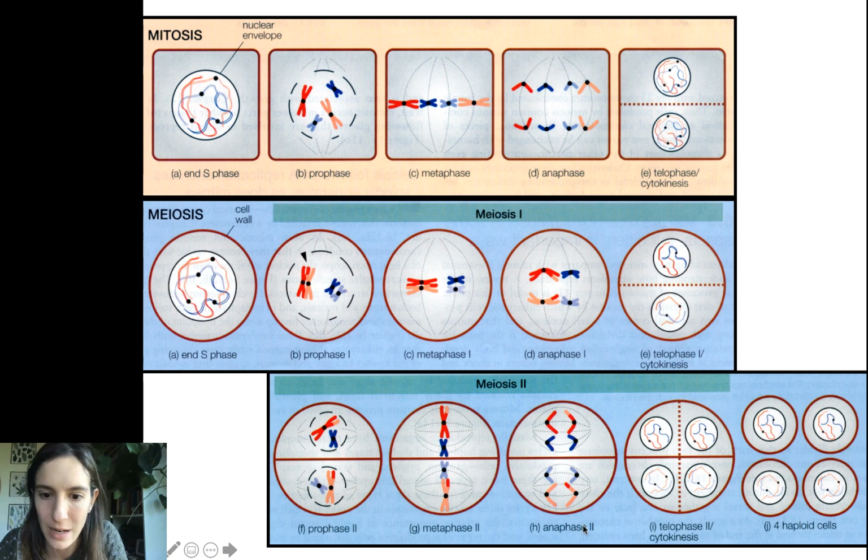Okay, so notice how anaphase 2, at least one version, the top or the bottom, looks similar to anaphase because we've got sister chromatids being pulled apart in both anaphase of mitosis and anaphase 2 of meiosis. Okay, so this is how we end up with 4 haploid cells at the end of meiosis.